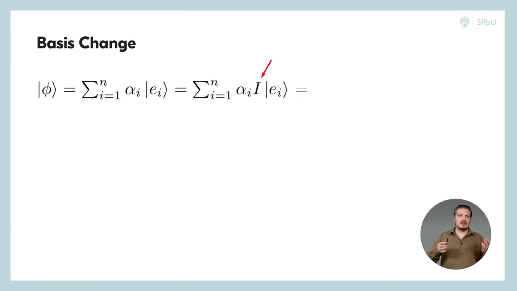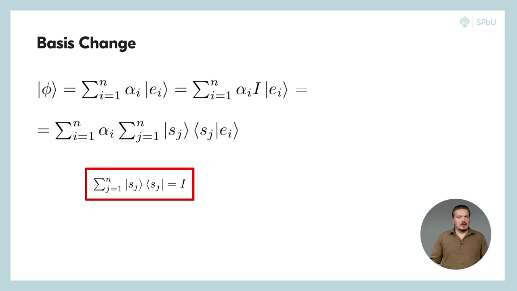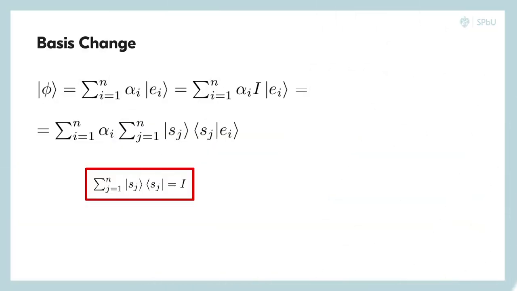Inside this sum, we can place the identity operator, since identity changes nothing. And as we remember, the identity operator can be substituted by the sum of projections to some orthonormal basis. Here I choose the basis S. This last step is justified by the closure relation we discussed in the previous video.